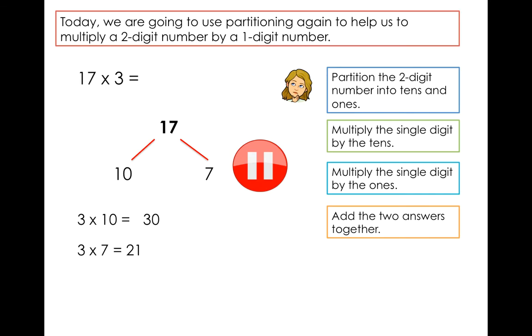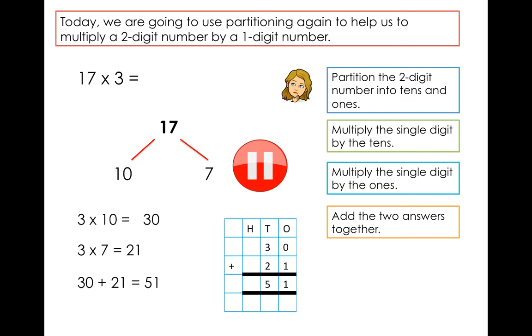And finally, you should have added the two answers together. So 30 add 21 is 51, isn't it? And if you needed to, there's no harm to do a little column addition there to help you. Okay. If you need to now, you might like to rewind the video and re-watch a couple of examples again so you know how to do this method.